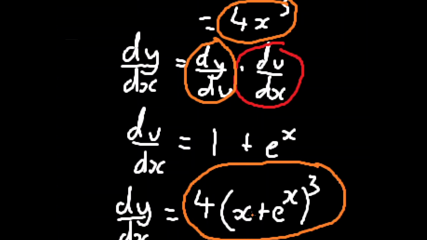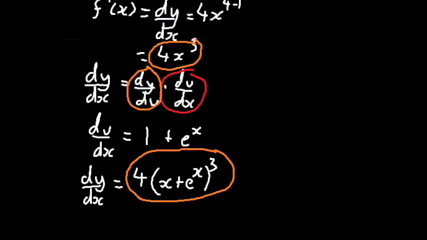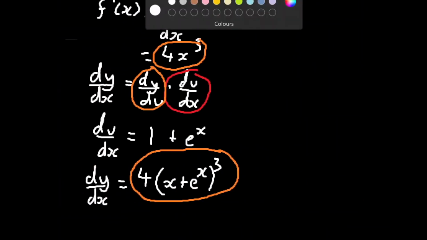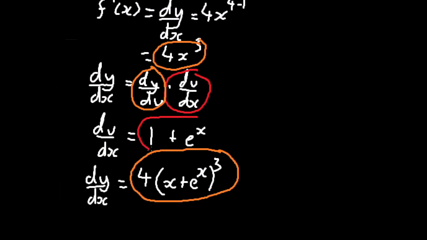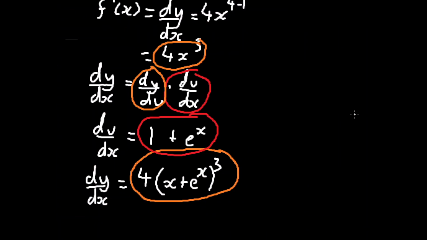And now what we can do is figure out our red bit here. And that's literally just times by it. Okay, so now we can just multiply that. And that will become, in a bracket, 1 plus e to the x. And that there is our final solution.